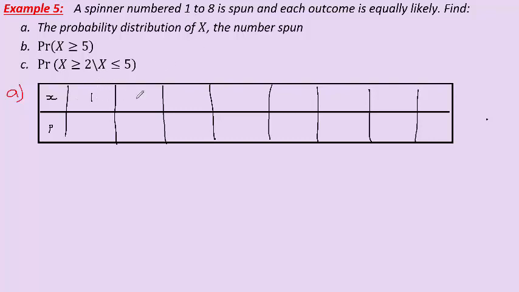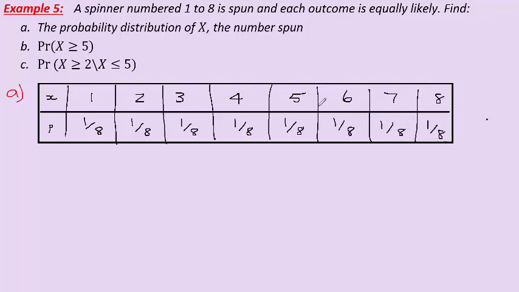So I've got the options of having the numbers 1 through to 8 coming up on the spinner, and each of them are equally likely, so they're all 1/8. So I'll fill that in, and there is my probability distribution table, and that's all done.